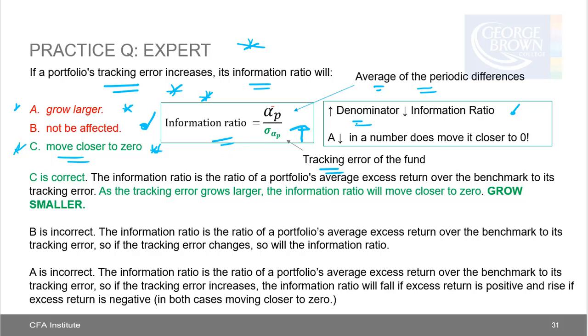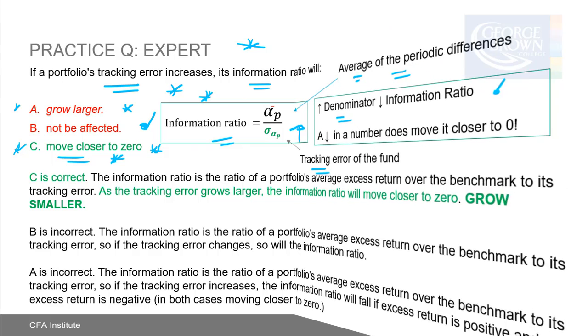Okay, so just remember, increase the denominator, decrease the information ratio, and a number decreasing does move it closer to zero. So it's just a funny little thing on the language. It's growing smaller. The information ratio is growing smaller. It's moving closer to zero. It's decreasing.